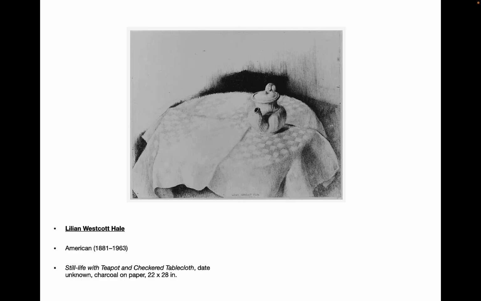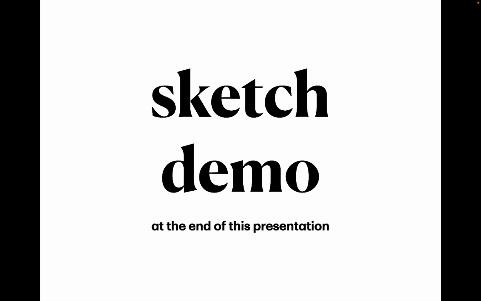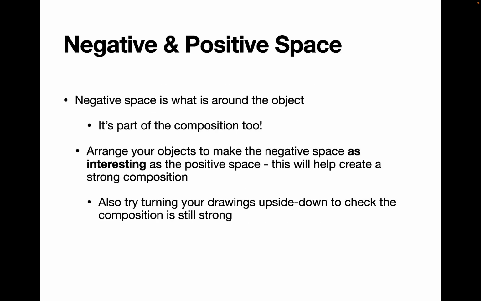Okay, so for your sketch assignment, you're gonna work on negative and positive space. And I'm gonna demonstrate how that works and show you examples at the end of this presentation. So, negative space is what's around the object. So everything but the objects, right? And it's part of the composition too. And the reason we're focusing on this is so that you learn to make strong compositions by looking at not just the positive space, the objects themselves, but the space around them.